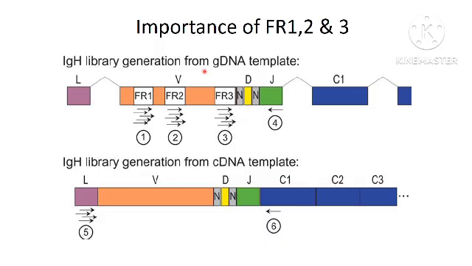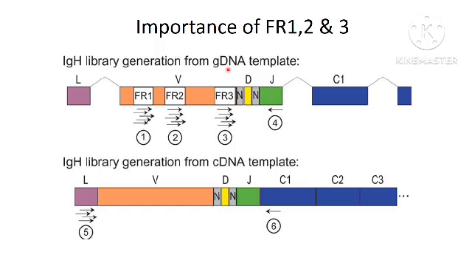So IGH library generation can be done from genomic DNA as well as from cDNA. If you want to study somatic hypermutation, you better take cDNA as the template and use forward primers spanning from the leader sequence, and reverse primers spanning from the constant region. It will give you a good amplicon, but you need good quality material.